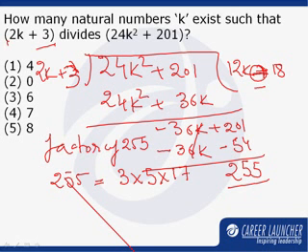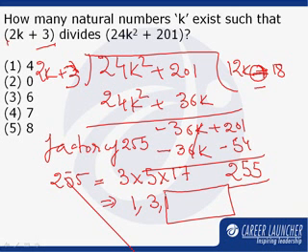but out of 8 factors, one factor is 1, another one is 3, and the rest of the other factors are greater than 3. But since k is a natural number, the minimum value of that factor must be equal to 5. So you need to neglect 1 and 3. So out of 8 factors, you can neglect the first two factors. So my answer comes out to be 6, which is option number 1.